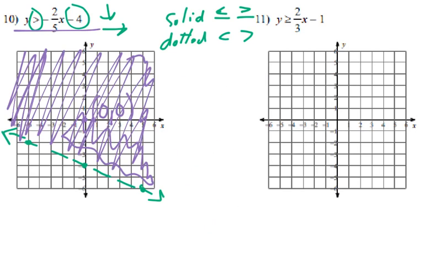Then we do the same on this side. Negative 1 for our y-intercept, slope of 2 over 3, up 2 over 3. Line underneath, so it's solid.